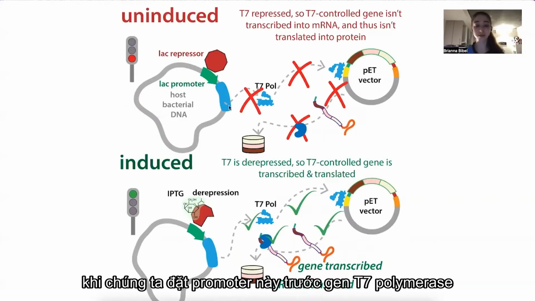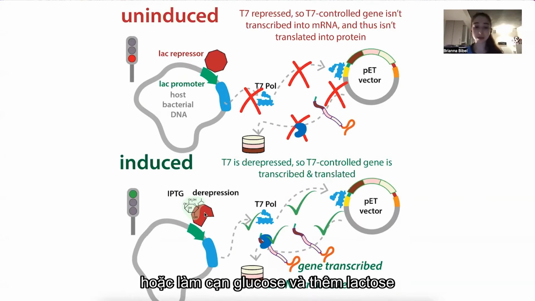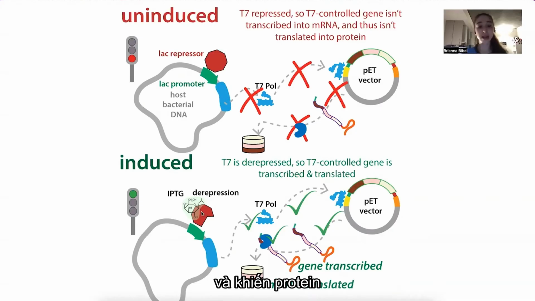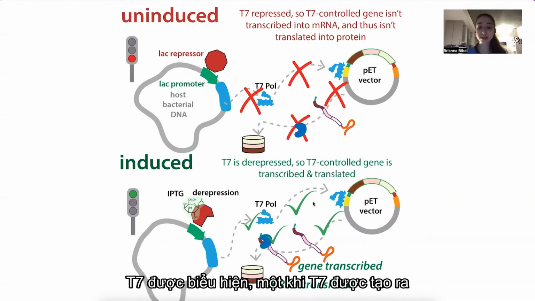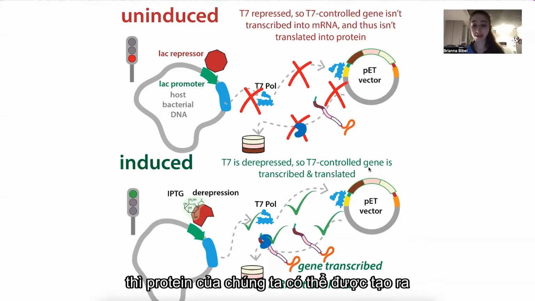And so when we stick this promoter in front of the T7 polymerase gene, now we can induce the expression of T7 polymerase by adding IPTG, or depleting the glucose and adding lactose, and getting the T7 to be expressed. Once the T7 is expressed, then if our gene is under the control of the T7 promoter, then our protein can get made.